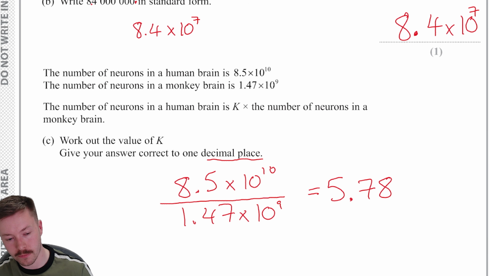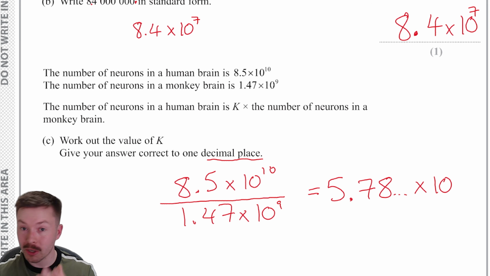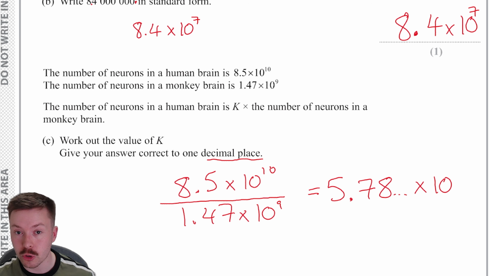5.78, I'll just put that for now. But that is going to be times 10. And then when you divide your times 10s, because they've both got powers, you are going to subtract your powers. When you divide, you subtract the powers. So 10 take away 9 is 1.